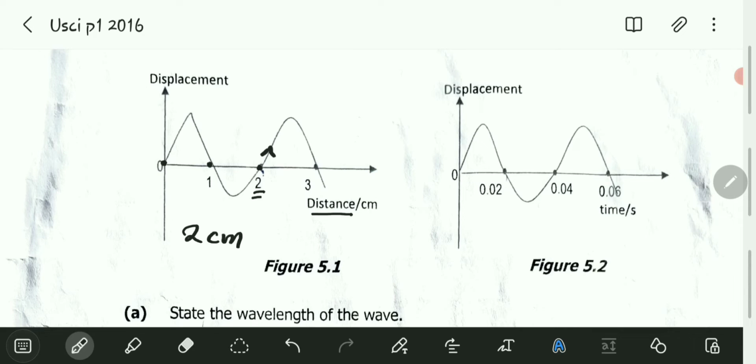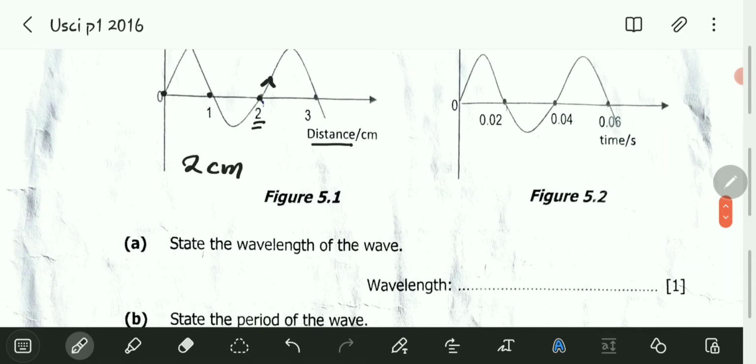Now, depending on where you're coming from, you can record it as 2 centimeters, or you can convert it to meters. In meters, C is 10 to the power negative 2. So I'll say it's 2 times 10 to the power negative 2 meters. So that is the wavelength. And if you use 1 meter to represent 100 centimeters, you may also find 0.02 meters. It's one and the same.